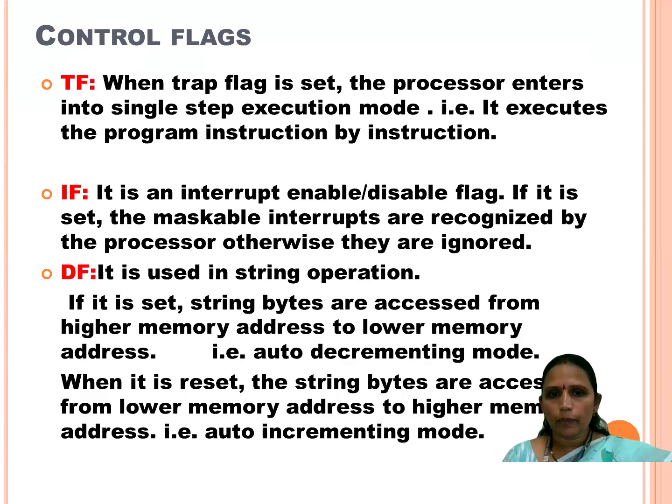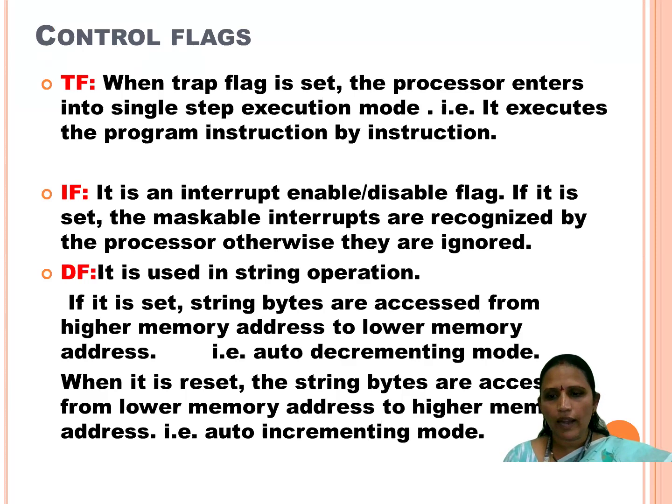And coming to the interrupt flag, it is an interrupt enable or disable flag. If it is set, the maskable interrupts are recognized by the processor. Otherwise, they will be ignored. In the next lecture we'll discuss the interrupts of the 8086, where we can see whether the interrupt is enabled or disabled. In that case, the interrupt flag will be used.